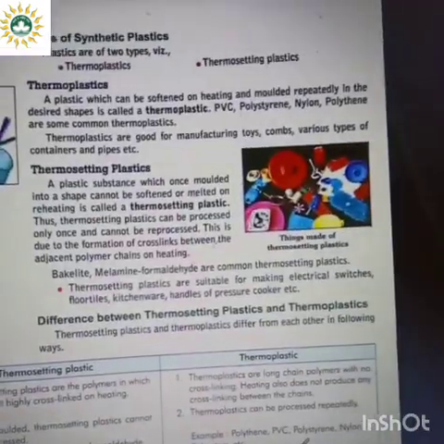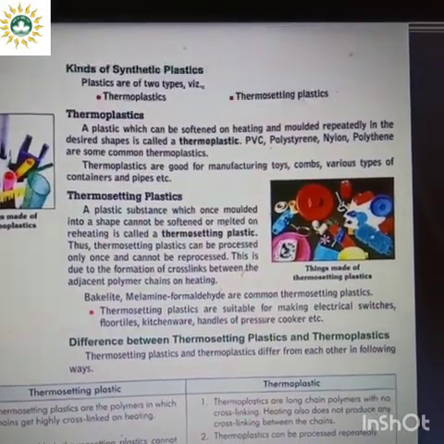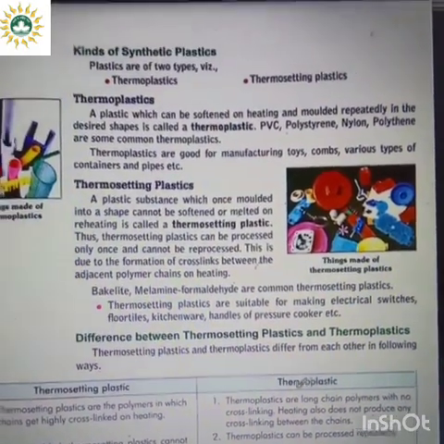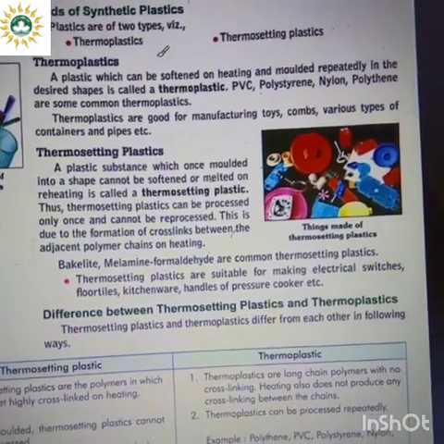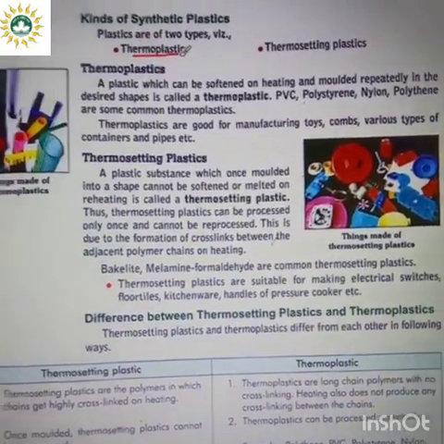Next, coming on to different kinds of plastic. Why are we saying synthetic plastic? Because they are man-made. Plastics are of two types, which is very important. First is thermoplastic. So what is thermoplastic?